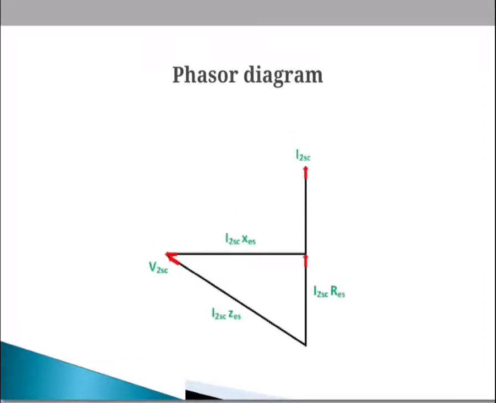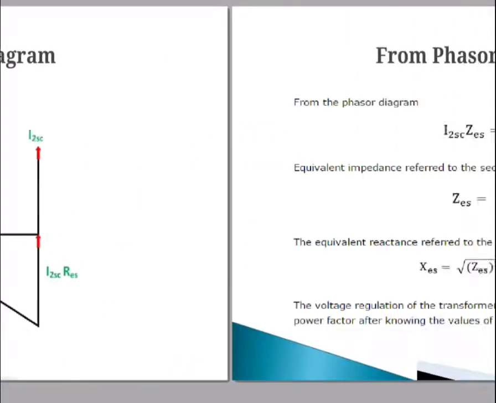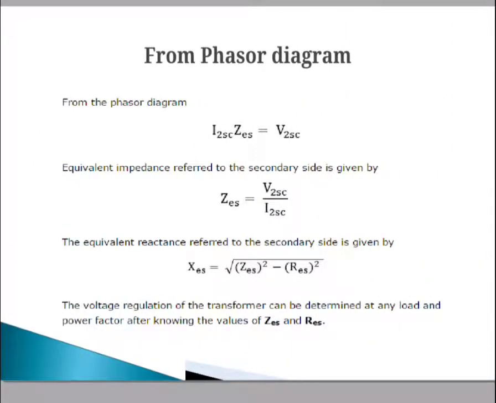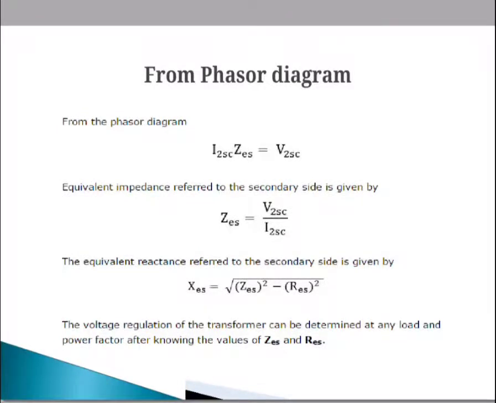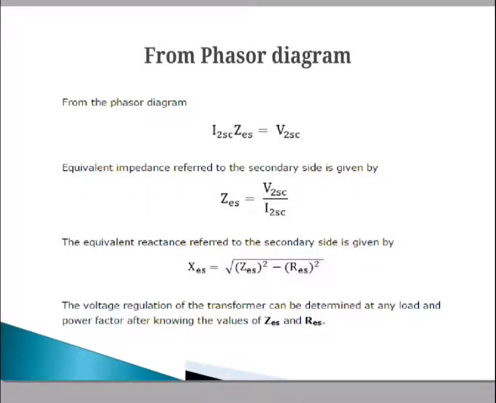From the phasor diagram we obtain the various parameters. Next, I2SC into ZEC is equal to V2SC. From that we find the equivalent impedance referred to the secondary side. It is given by ZEC is equal to V2SC divided by I2SC, and the equivalent reactance referred to the secondary side is given by XEC is equal to square root of ZEC square minus REC square.